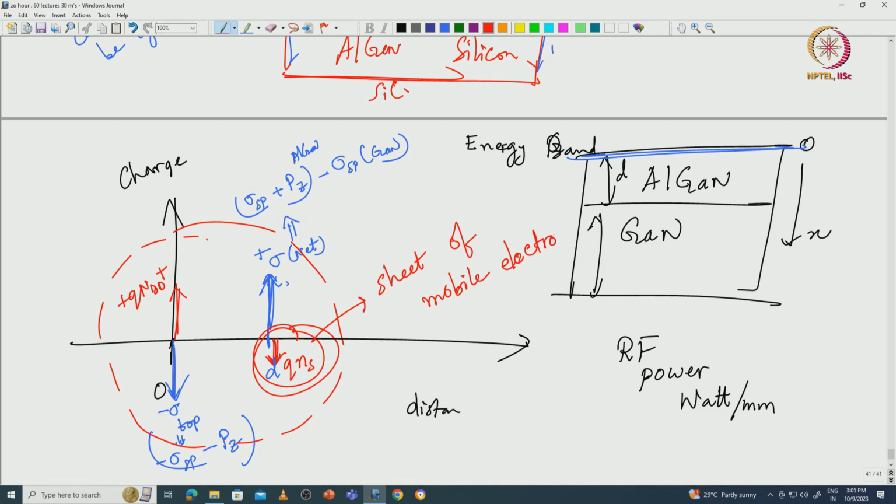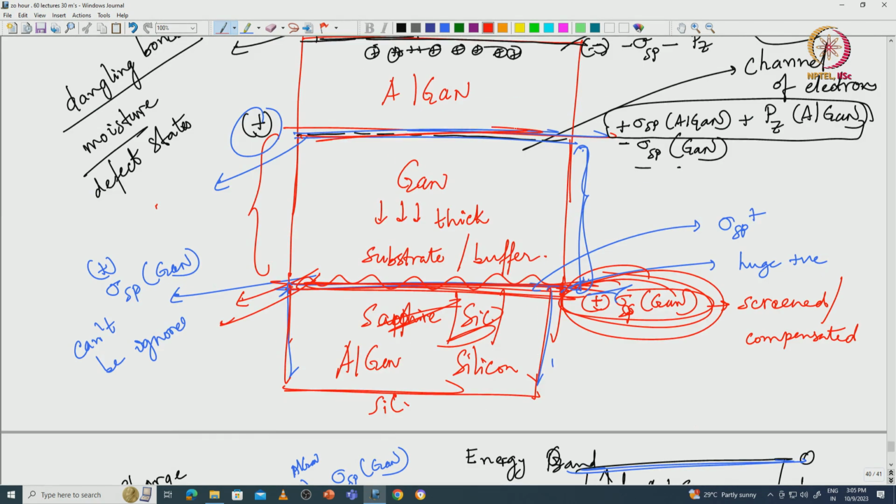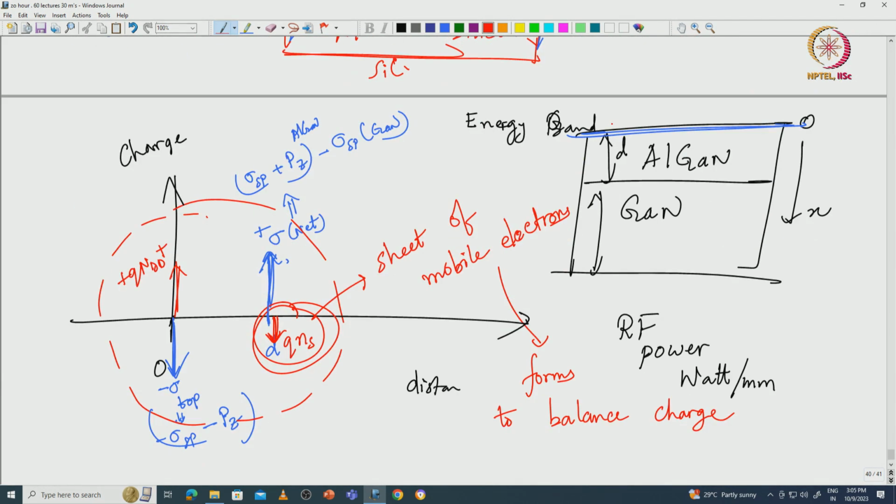This is a sheet of mobile electrons that forms to basically balance the charge. The total charge is now neutral at equilibrium, and this forms at the AlGaN-GaN interface, but slightly towards GaN, maybe a couple of nanometers towards GaN. And this charge that forms is called a 2-dimensional electron gas. We will come to that very soon, why.